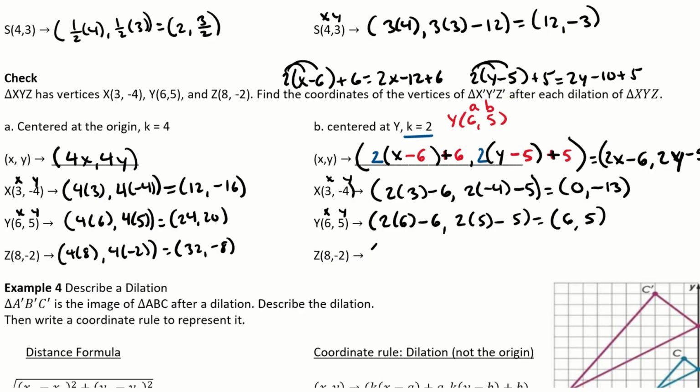Then here we get 2 times 8 minus 6. Again, plugging in for x there. And then this is y. Now we're going to plug in for y. 2 times negative 2 minus 5. And we get 16 minus 6, that's 10. And then negative 4 minus 5 is negative 9. Those are your coordinates.